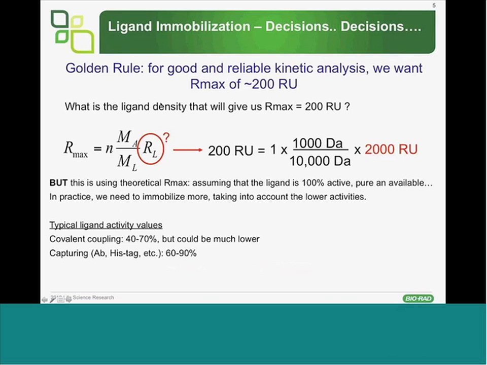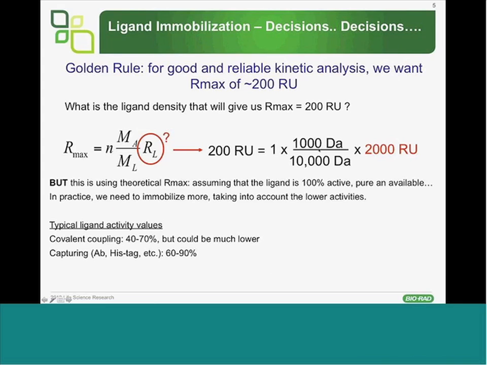So the golden rule, in order to get good, reliable data, is that we do not want a high Rmax, because when we have high Rmax, and we'll talk about it later, we get artifacts such as rebinding conditions. So we would like to have an Rmax of about 200 RU. And then we can calculate what would be the ligand density to build this Rmax.